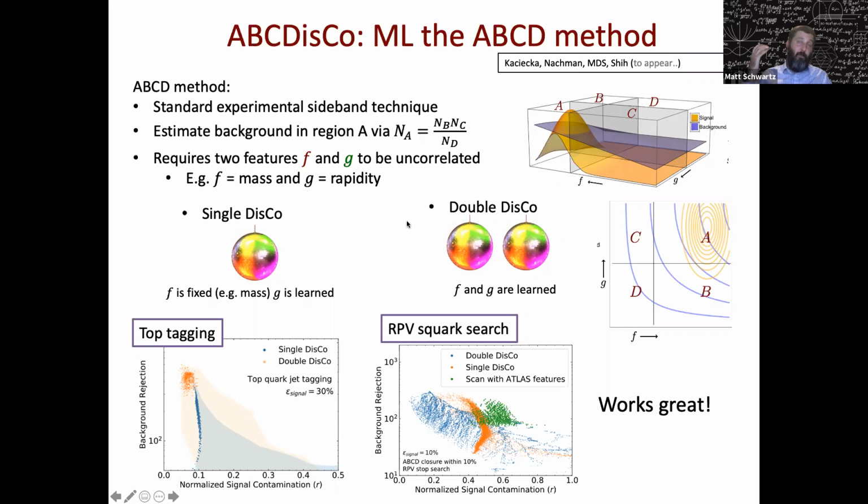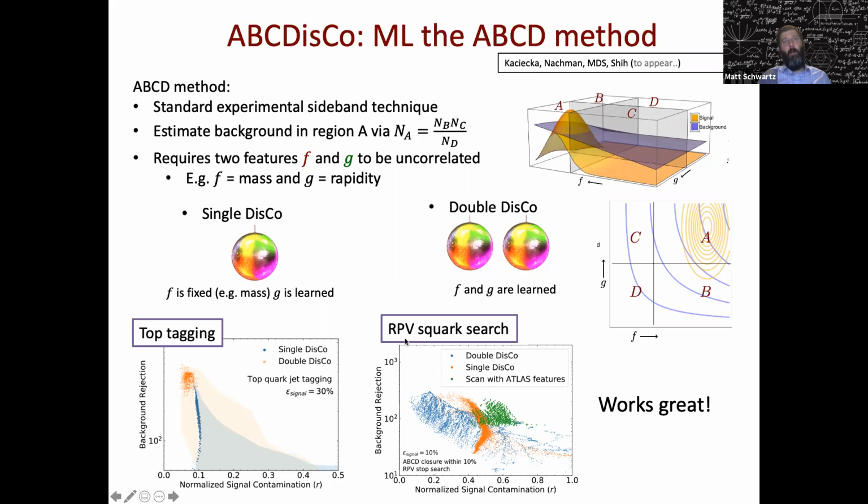But of course, you need to estimate the uncertainties, and to do that, you need simulation. So it's not entirely theory independent. What we want to see is if you could learn this other variable given a fixed first variable, or you can learn both of them. So we have these two methods, single DisCo and double DisCo, which we use to test the ABCD method. And it turns out it works really well. So you can learn both variables using this DisCo loss function.